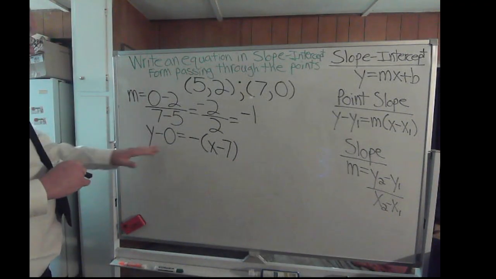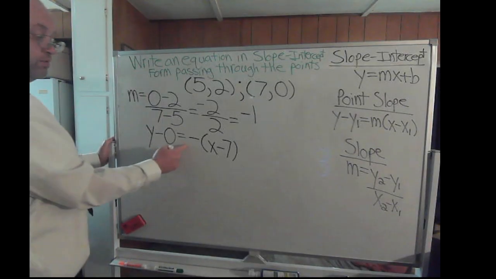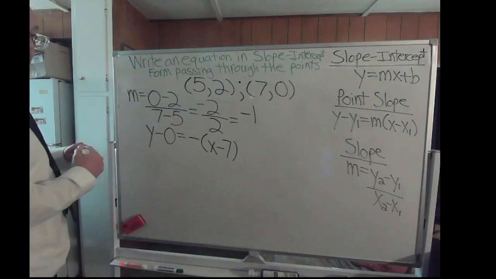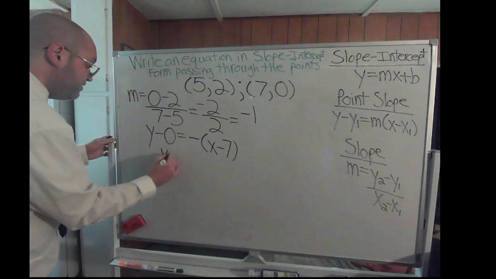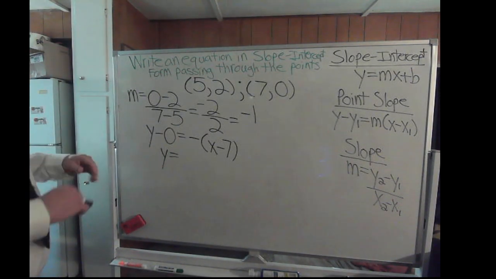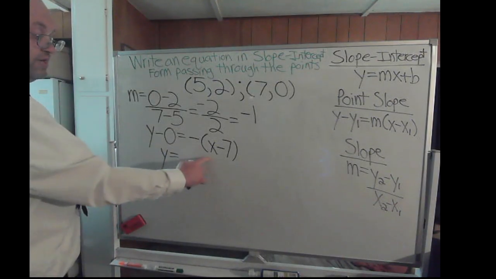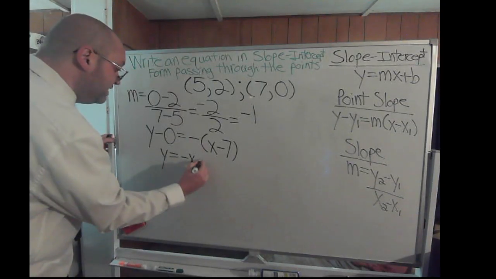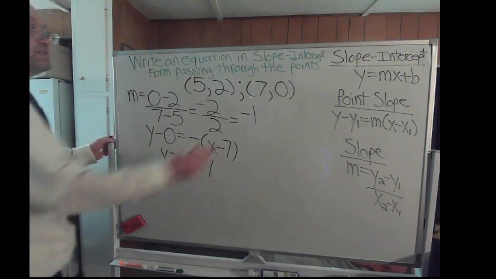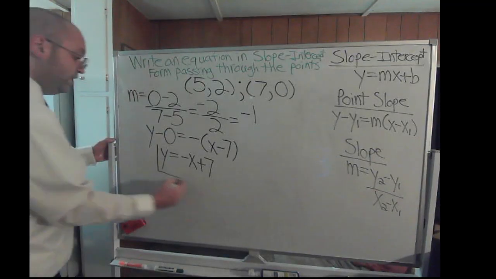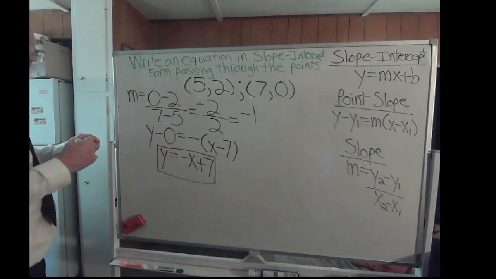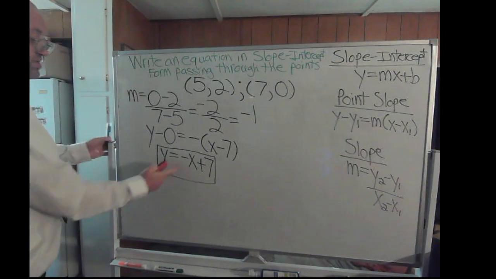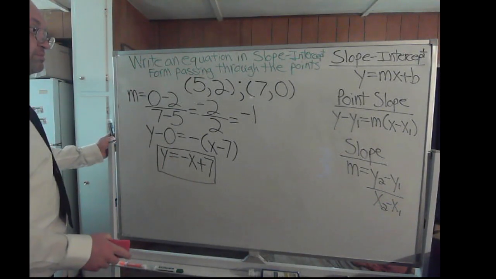Well, here's your point slope form. Y minus 0 equals negative of the quantity of x minus 7. Well, y minus 0, that's just simply y. So we got the y by itself on the left-hand side. Now distribute your negative through this quantity. You'd have negative x, then negative 7, that's plus 7. And we've already arrived at slope-intercept form. The equation of this line is y equals -x plus 7. That would be your slope-intercept form. Y equals -x plus 7.